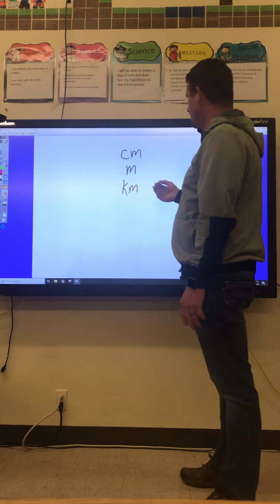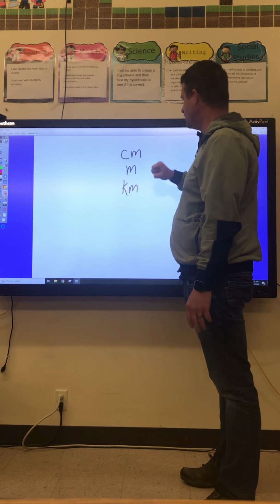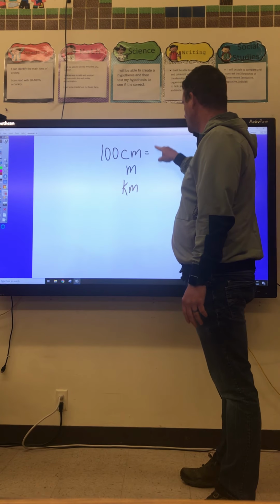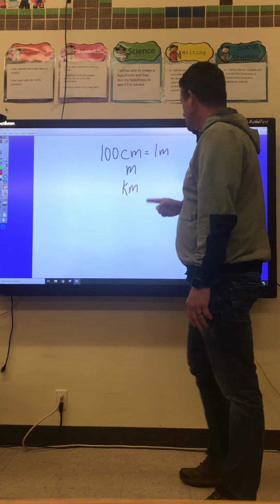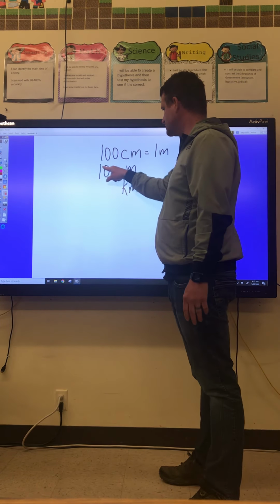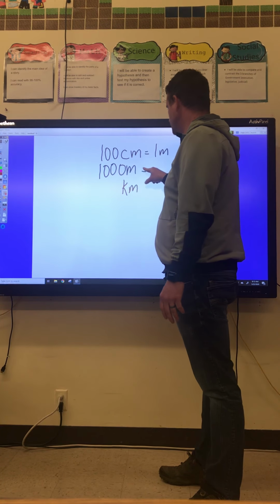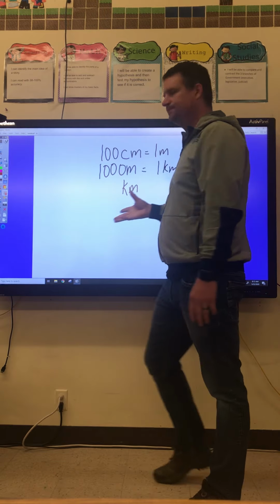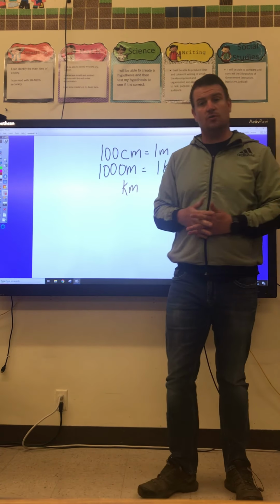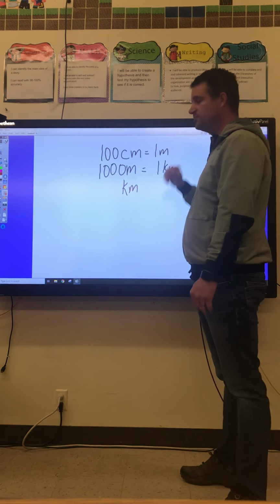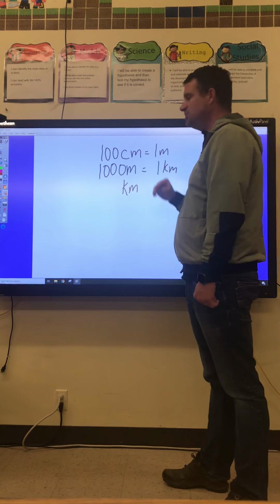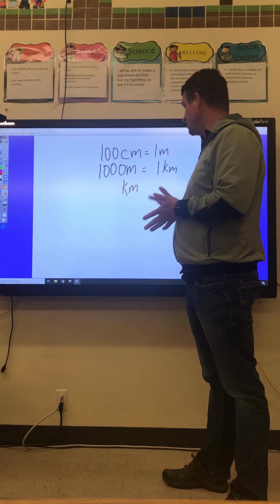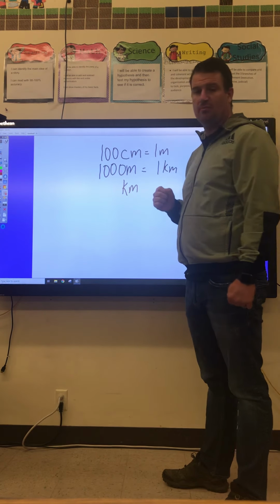So if we have 100 centimeters, it equals 1 meter. And 1,000 meters equal 1 kilometer. So, important things to know: there's 100 centimeters in each meter, and there's 1,000 meters in each kilometer. From that we could actually figure out how many centimeters are in a kilometer.